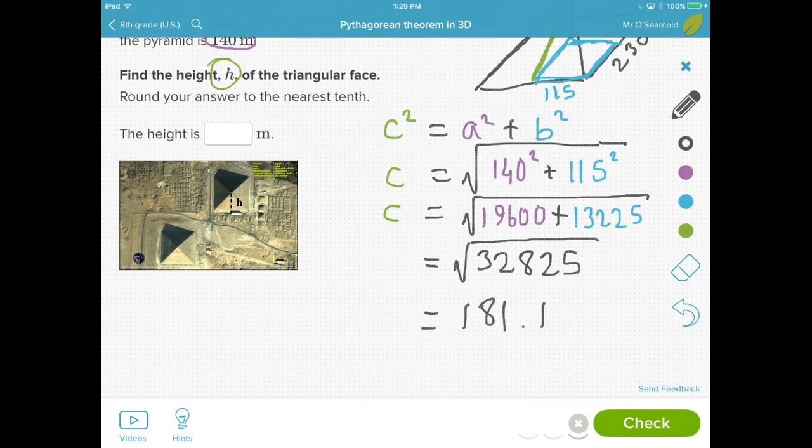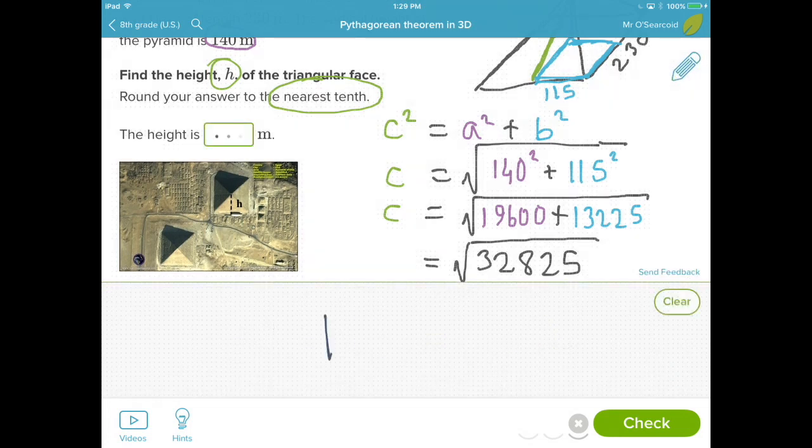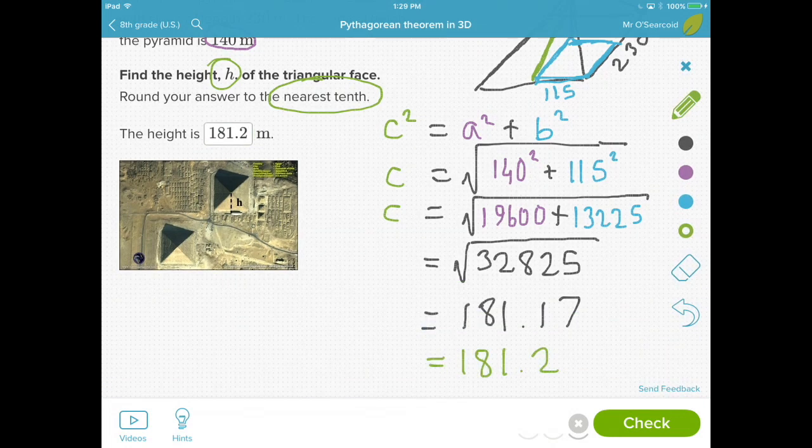Google is a pretty easy calculator to use. Our square root there is approximately 181.17. It's an irrational number. It goes on forever. But we're being told to round to the nearest tenth, so we round up to 181.2, and that is the height of the pyramid in Giza. So enjoy that problem.